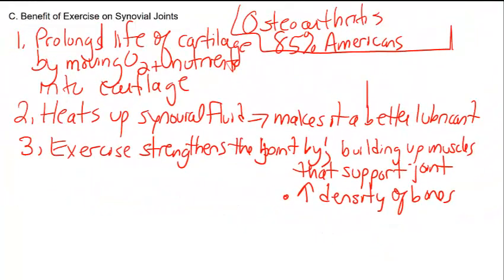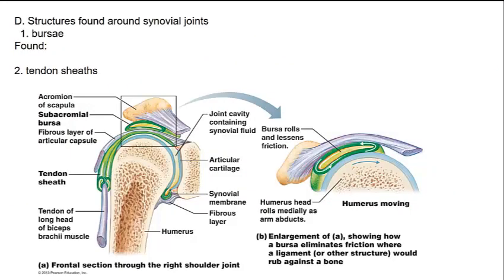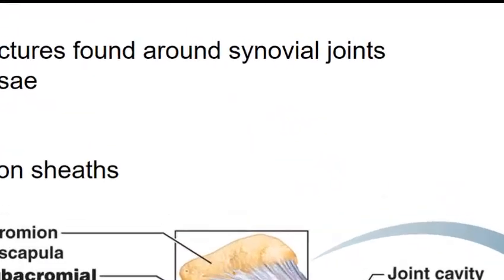Okay, so that's the synovial joint. Now, there are structures found around the synovial joint that also help to strengthen it. And I'd like to mention two, bursa and tendon sheath. So bursa are actually fibrous sacs with synovial membranes.